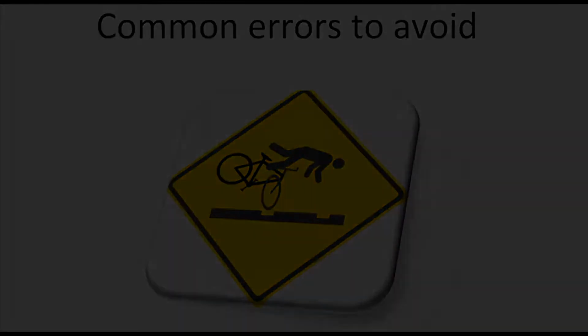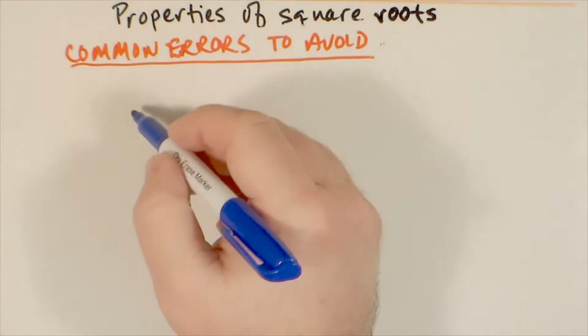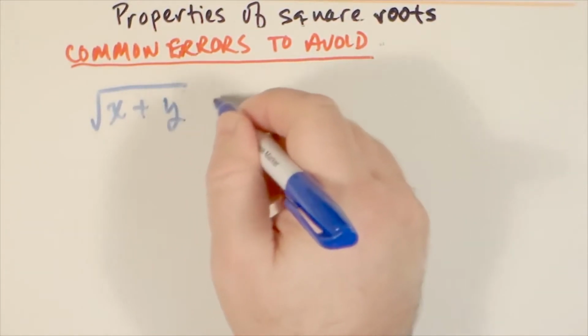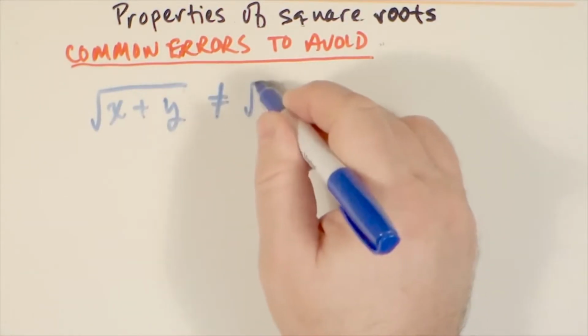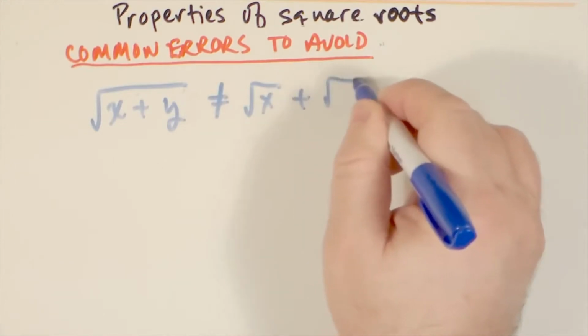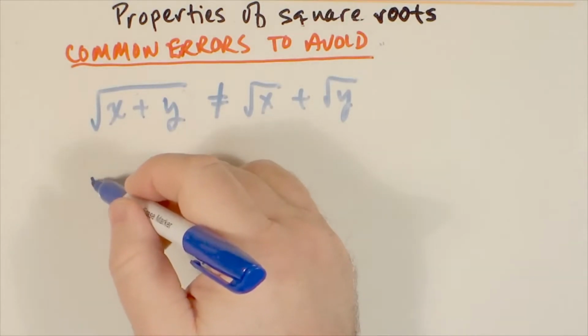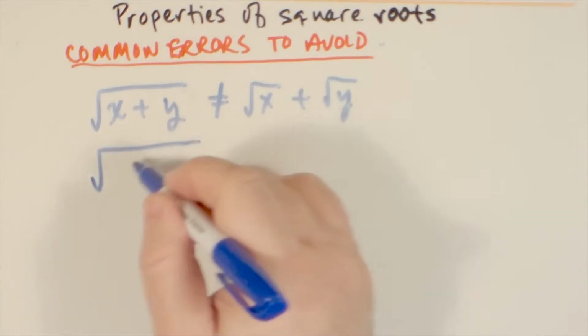Now, to be precise, this is really more like a common error to avoid. Root x plus y, in other words, where x plus y is under a surd. I've seen a lot of people re-express this as root x plus root y, and there's no way that you can separate these. And I'm going to show you an example.